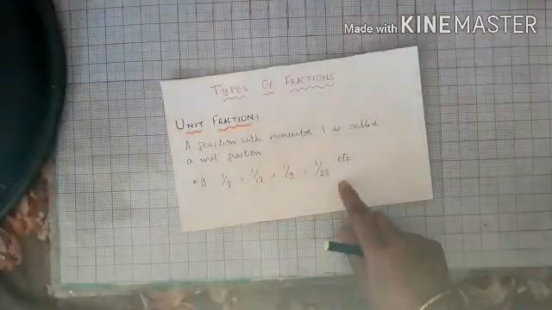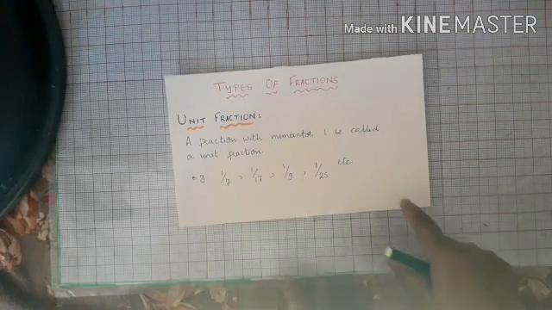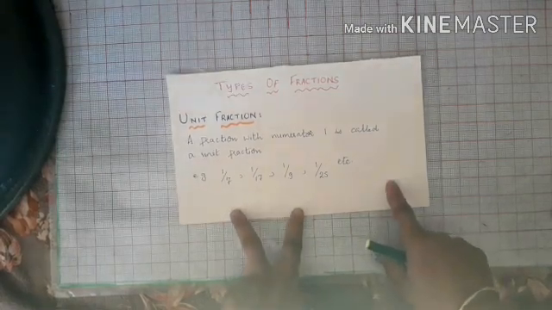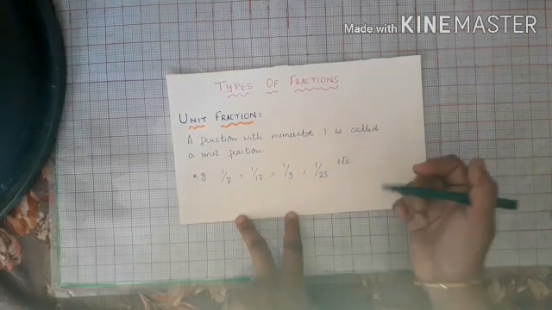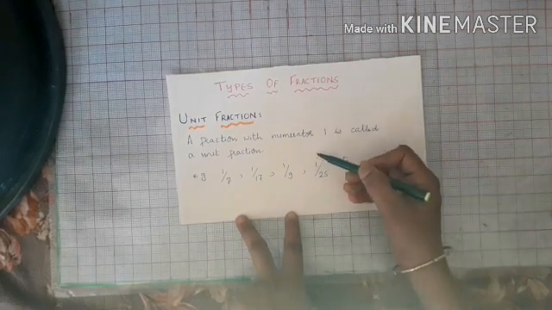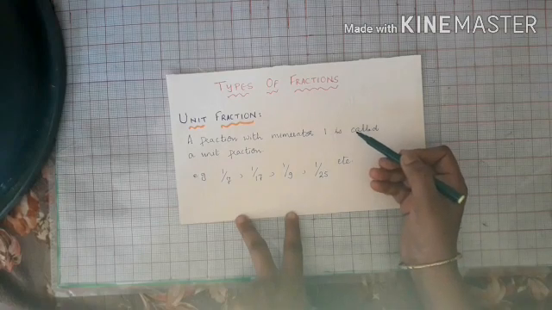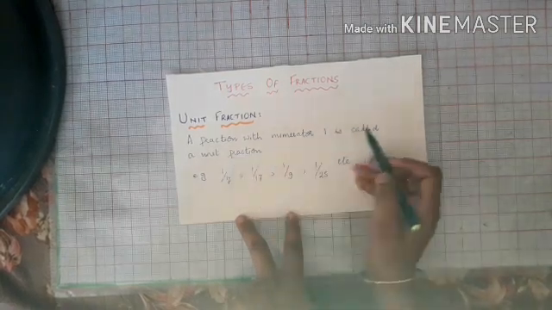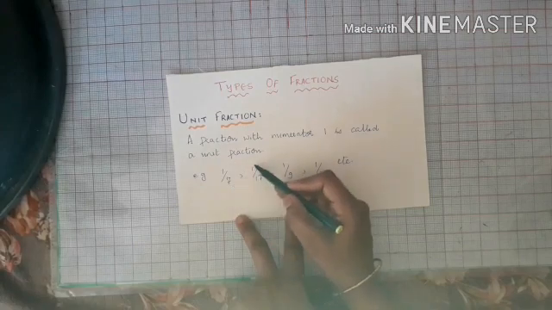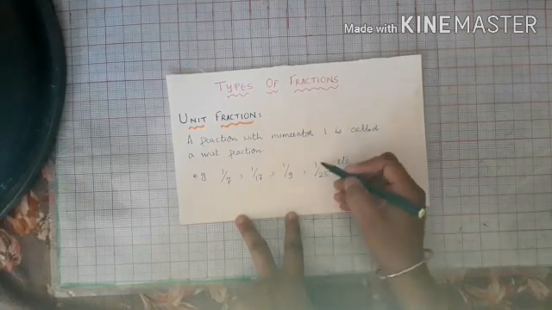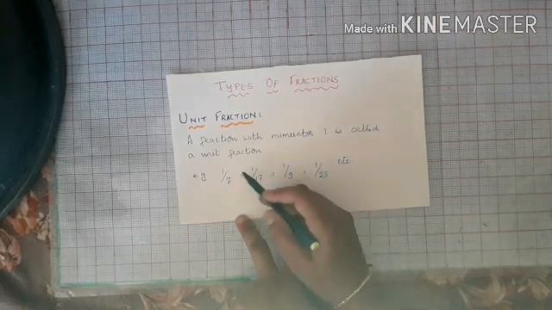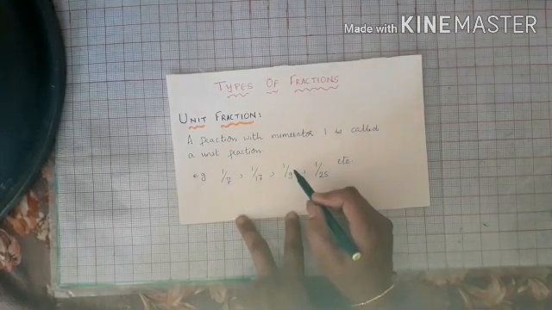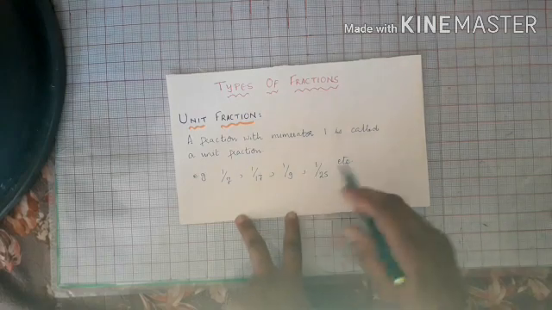Now one more example we will see, that is a unit fraction. What is a unit fraction? If in a fraction the numerator is given as 1, then it is known as a unit fraction. See the examples given here: 1/7, 1/17, 1/9, 1/25, etc. In each case, 1 is the numerator. This type of fraction is known as a unit fraction.